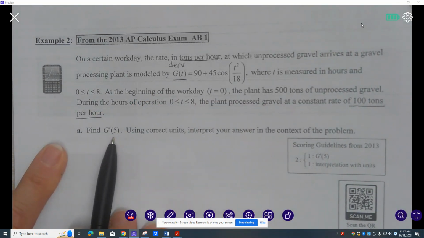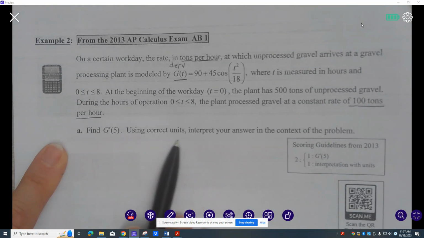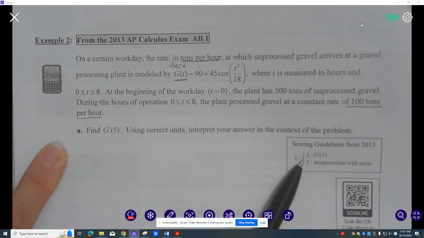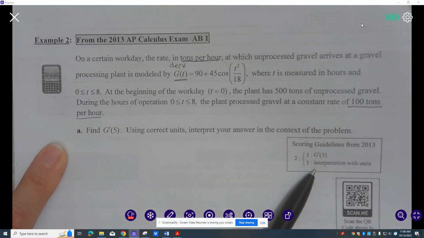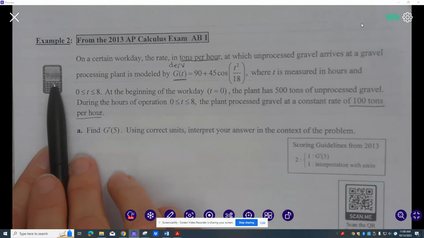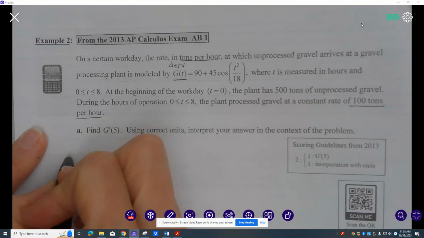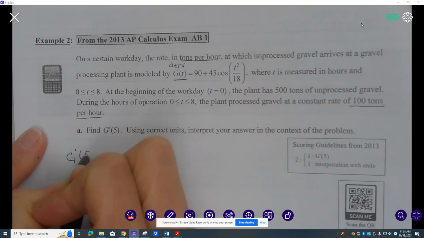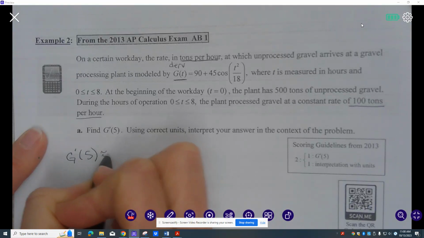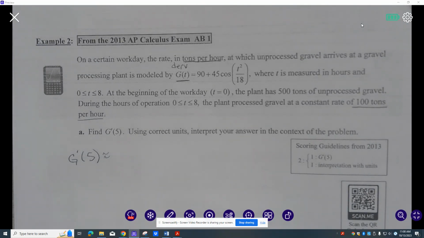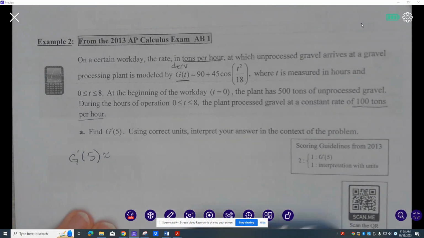So it says find G prime of 5 using correct units, interpret your answer in context of the problem. This was the scoring rubric for this problem. So it was 2 points, 1 point for finding G prime of 5, and then you can see another point for the proper interpretation. So this is also a calculator active problem. To find the derivative at time equals 5, remember on a calculator active problem, use your calculator. So we are going to say approximate on that because when we put this in our calculator, we're going to be rounding to 3 decimal places.